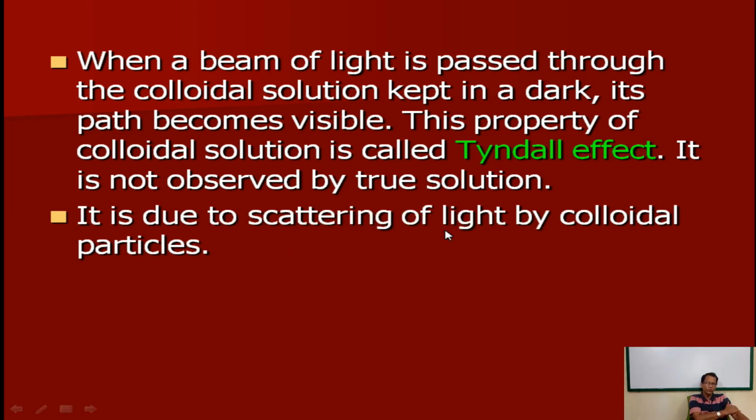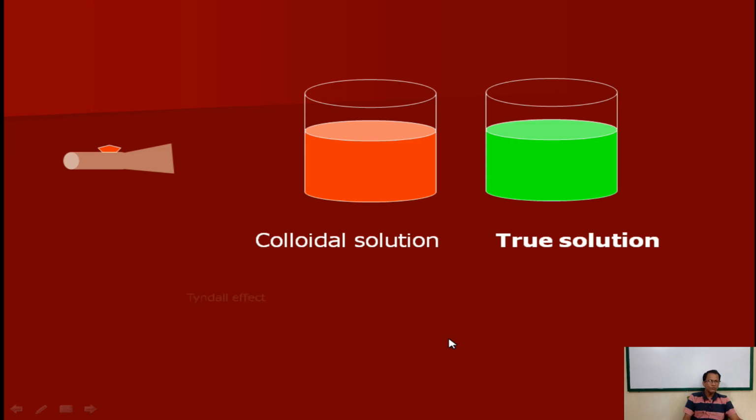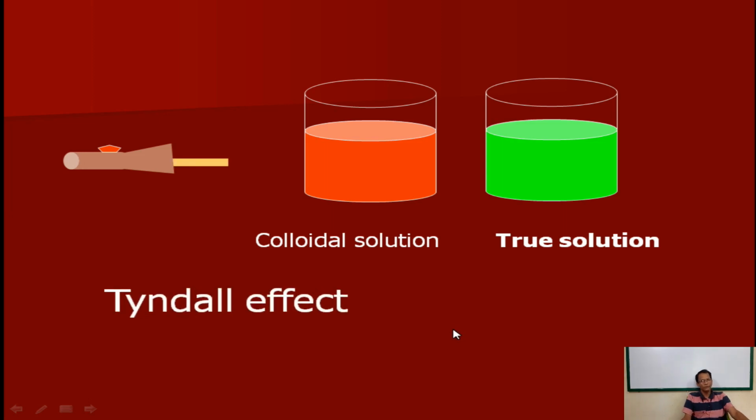This Tyndall effect is due to what? Scattering of light. Scattering means it absorbs the light, then it emits the light in a particular color. That's what is called scattering of light. It is called the Tyndall effect, generally observed in colloidal solutions. You see the slide, the Tyndall effect.